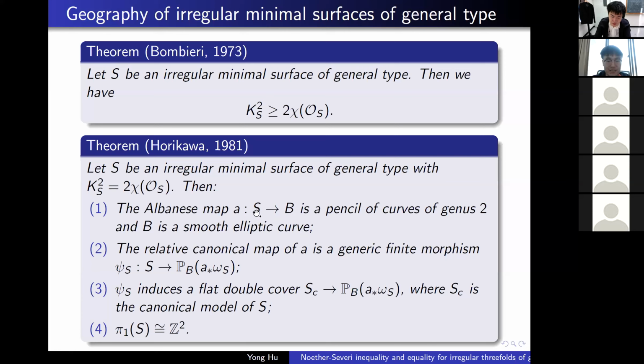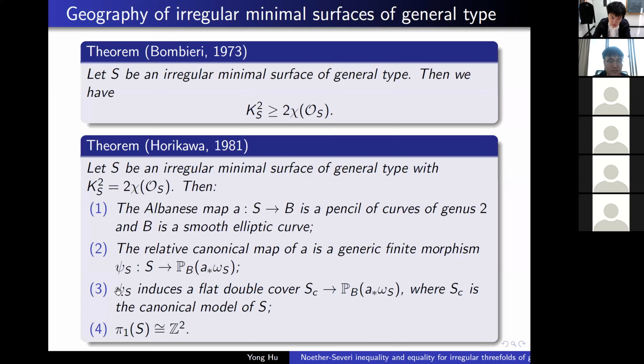Then he studied, because A from S to B is a tensor of curves of genus 2, you can study the relative canonical map. The second statement is that the relative canonical map of A is a generic finite morphism. So there's no base point for this relative canonical map, from S to the push forward of omega S, because omega B is trivial. So this is just the relative push forward of the relative dualizing sheaf.